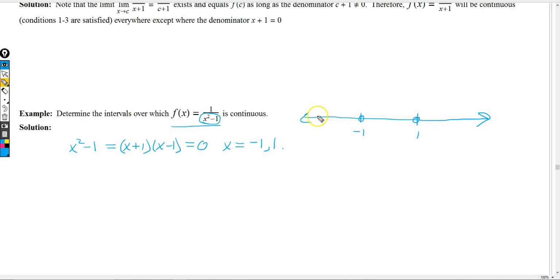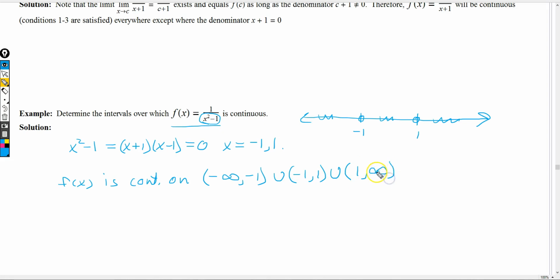So our function will be continuous here, here, and here. So we would say f of x is continuous on the interval from negative infinity to negative 1, union negative 1 to 1, and from 1 to infinity. Alright, and there's our answer.